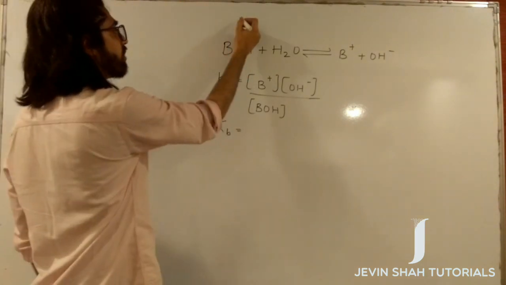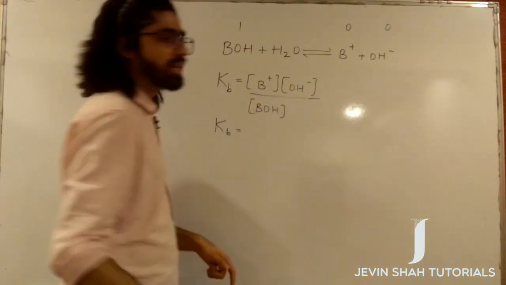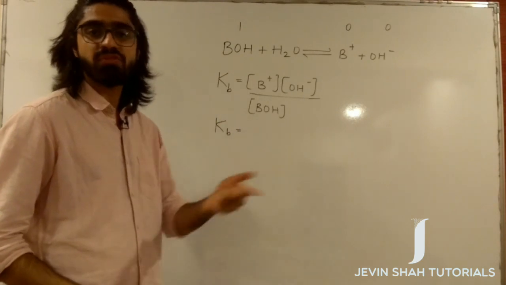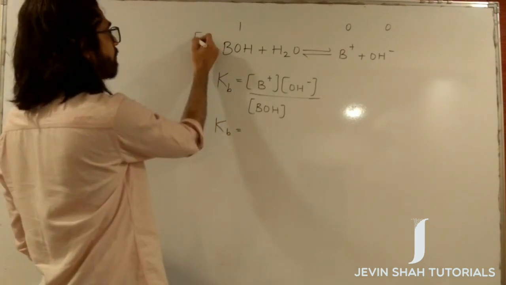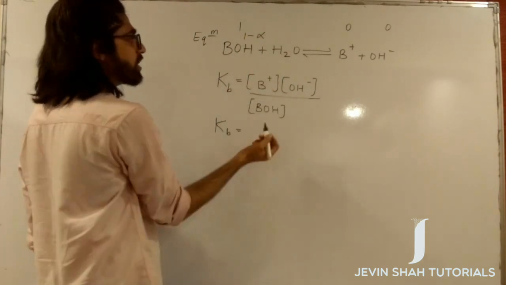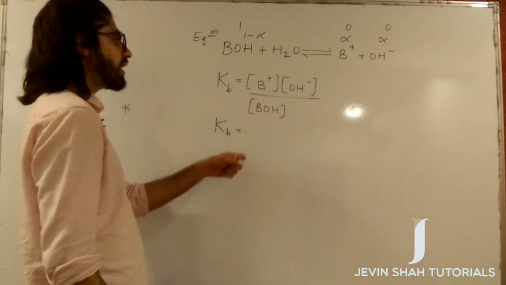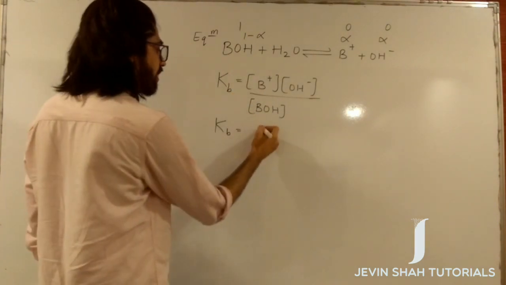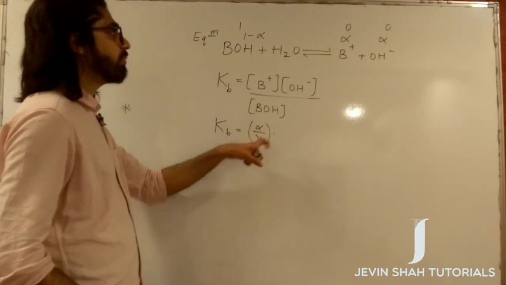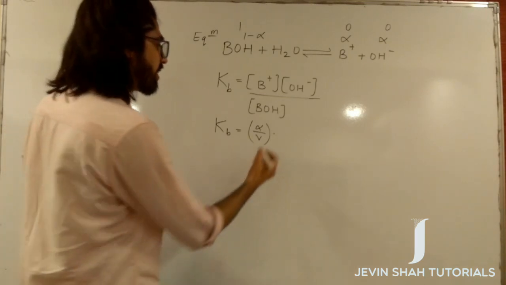if you have initially taken 1 mole of BOH, you had nothing of B plus and OH minus, and if the degree of dissociation is alpha, that means out of 1 mole, if alpha moles dissociate, then at equilibrium, you will have 1 minus alpha moles of BOH, you will have alpha moles of B plus and alpha moles of OH minus. So that will give you B plus concentration as alpha upon V. We are considering that the volume of the solution is V and the number of moles we had was alpha, and that is why the concentration at equilibrium is alpha by V.